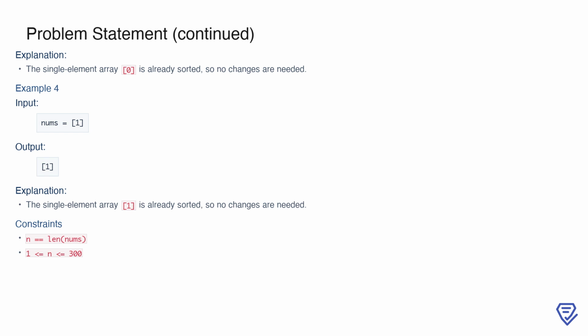Some important edge cases to consider include single-element arrays, which are already sorted, and arrays that are entirely one color, such as 0, 0, 0, 1, 1, 1, or 2, 2, 2. These arrays also require no modifications. On the other hand, arrays with mixed colors, like 2, 1, 0, or 2, 2, 0, 1, need to be rearranged to meet the required order.